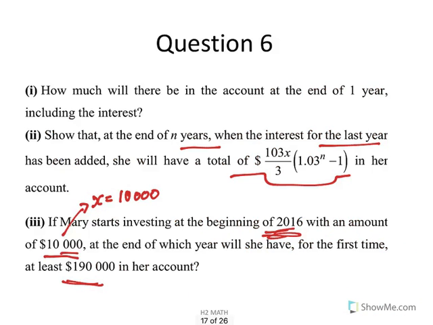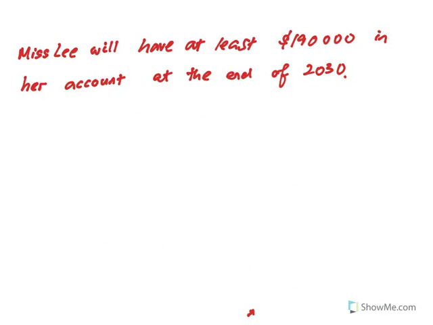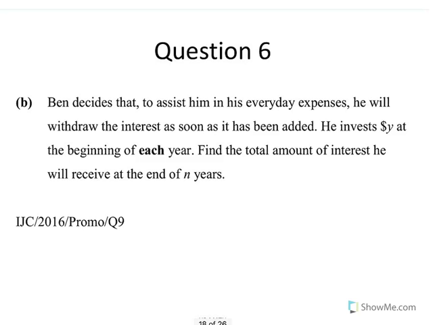How about part 4? So Ben decided that, to assist him in his everyday expenses, he will withdraw the interest as soon as it's been added. Every year I invest Y dollars at the beginning of each year, and find the total amount of interest he will receive at the end of n years. Similarly for Ben's case, to understand such a question fully, it's best for us to draw a table. Suppose we look at Ben's account.